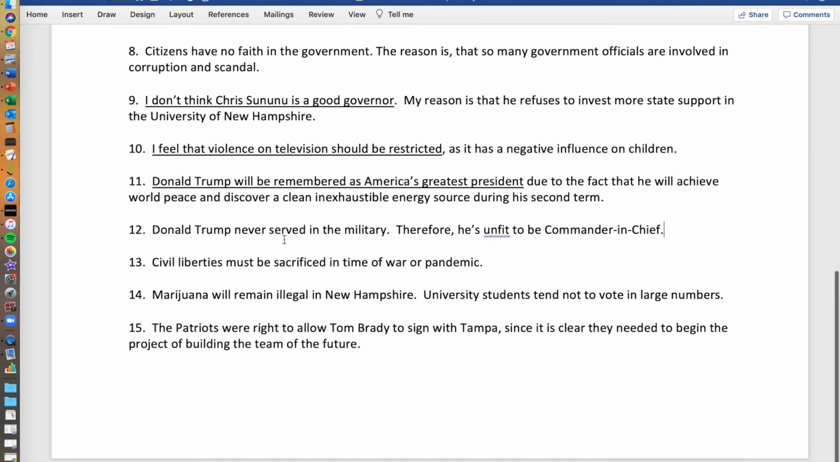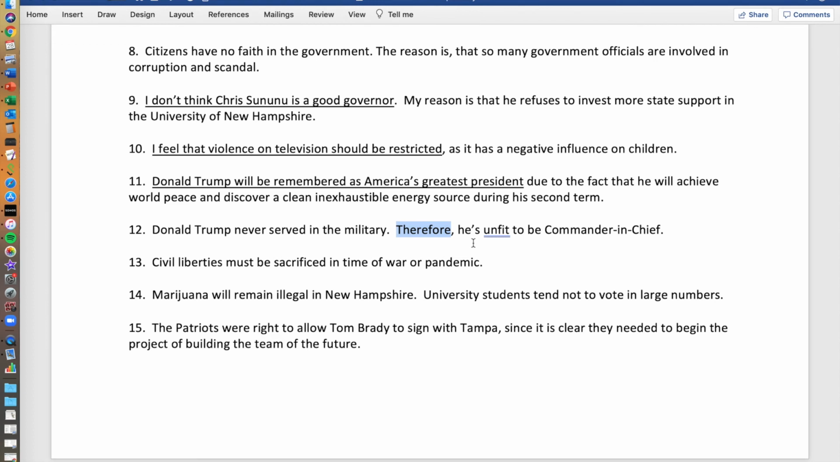Let's look at number 12 then. Donald Trump never served in the military. Therefore, he's unfit to be commander-in-chief. We see two sentences and also then two statements and the indicator therefore. And therefore would tell us, if this is an argument, that what follows is the claim, right? Because it's from the therefore category.